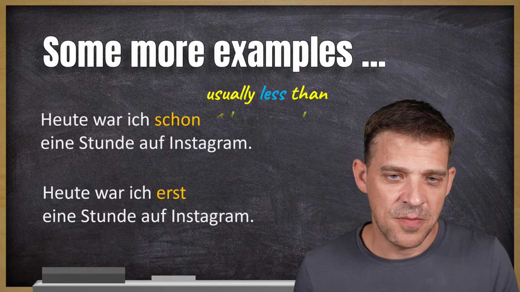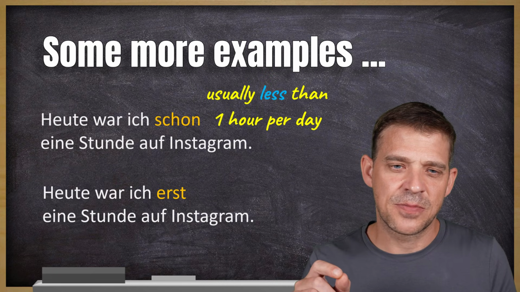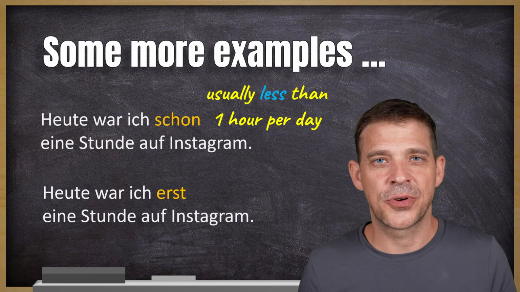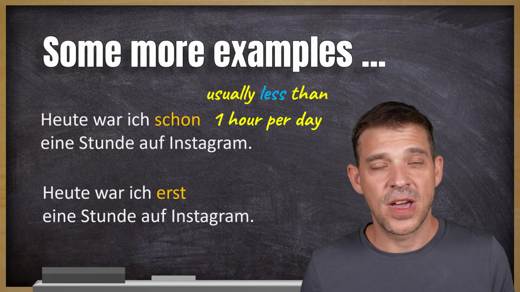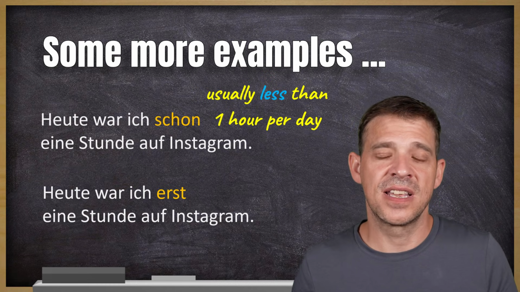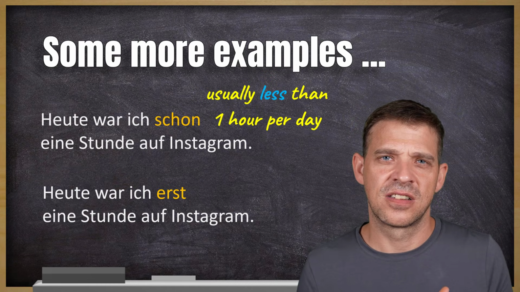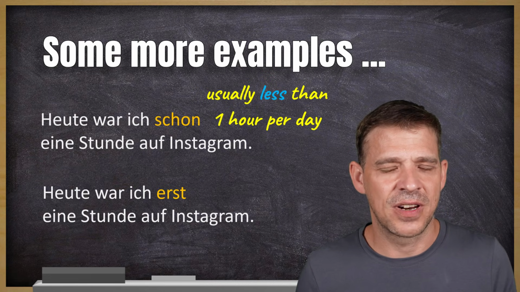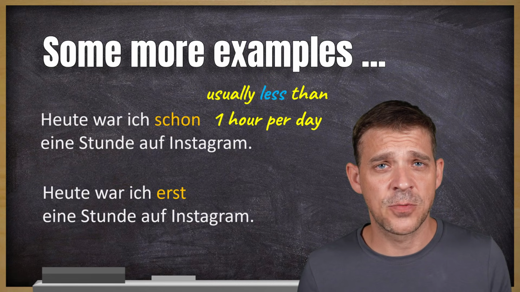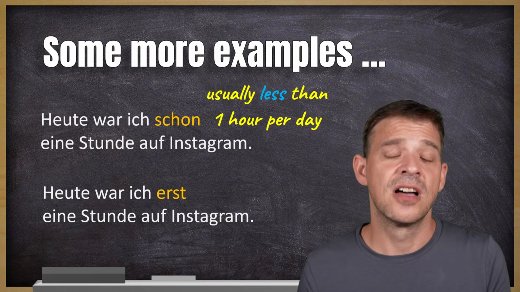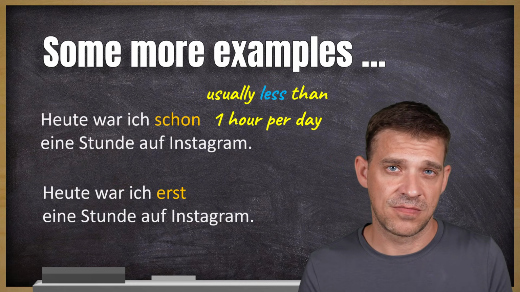The first one means I usually spend less than an hour per day on Instagram. So when I say heute war ich schon eine Stunde on Instagram, this means for me it's a lot. I usually don't spend that much time on Instagram. So that's why I use this schon to emphasize, for me, 1 hour is a lot.